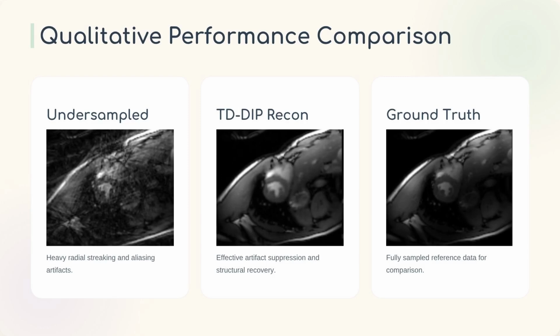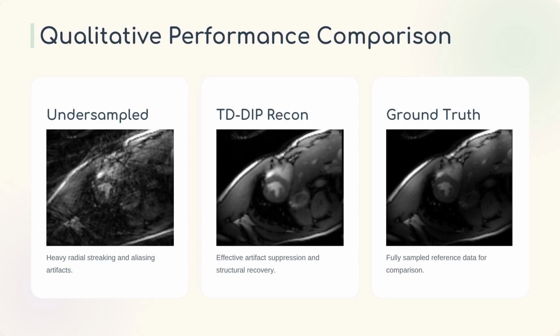Here we can see that most of the radial streak artifacts are removed, the heart region becomes much clearer, and anatomical structure is recovered much better compared to the undersampled input. The right image is the fully sampled ground truth. This is our reference image because the original dataset was fully sampled.